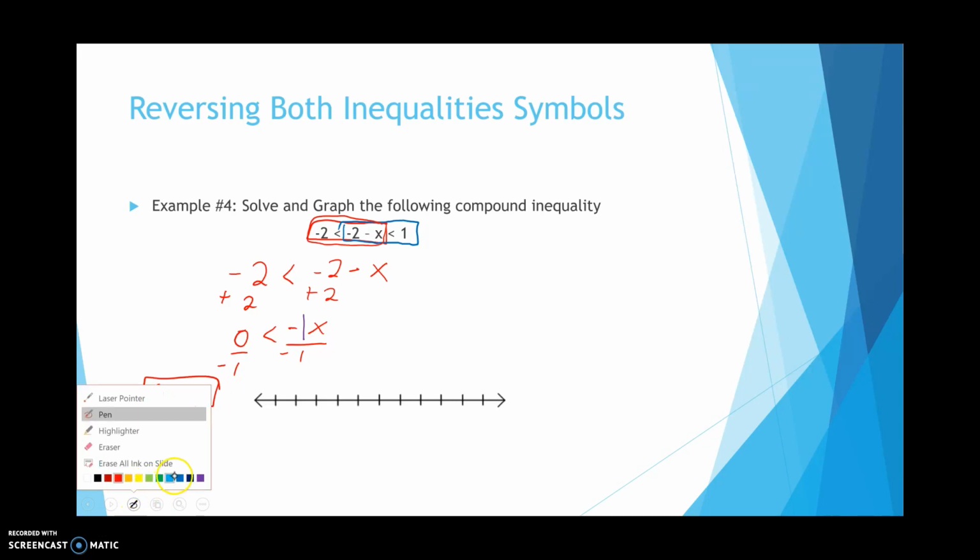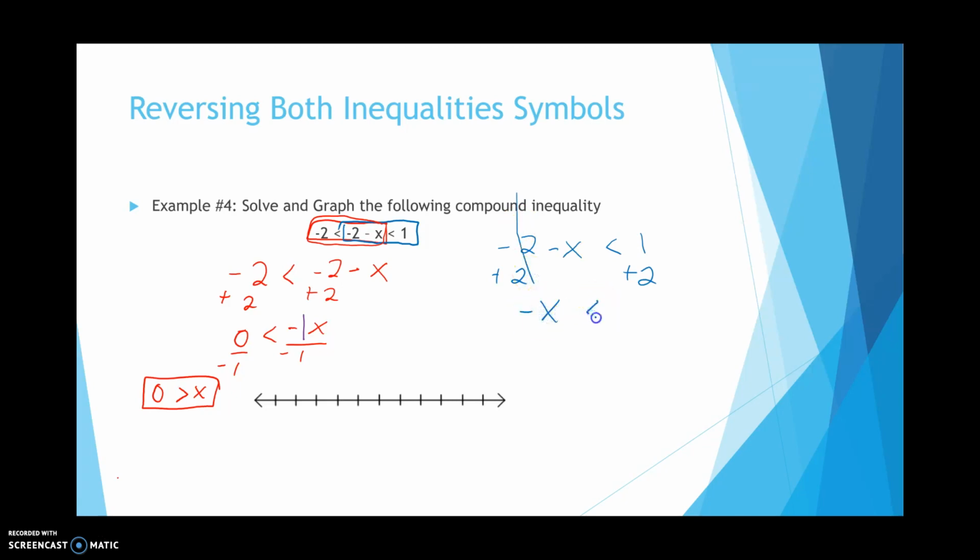Now let's solve the blue part, the second part of it. Negative 2 minus x is less than 1. Add 2 to both sides. So we have here negative x is less than 3. Again, we have a negative x. Think of a 1 in front of that x there. I want to get rid of that negative, so I'm going to divide both sides by negative 1. So we have x, we reverse the sign, is greater than negative 3. So what we have here, we read this as 0 is greater than x, and x is greater than negative 3.